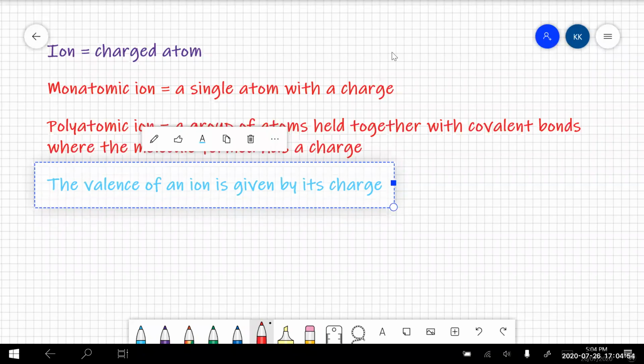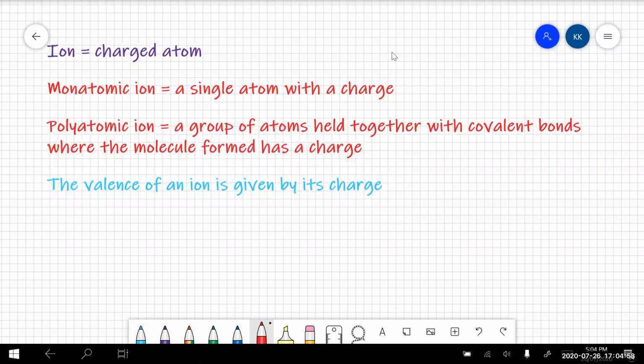Let's start by getting a few of the pieces of terminology. Let's get the vocabulary under control. So first of all, we're going to look at the word ion. Now, ion is just a word that means a charged atom. Sometimes it can be a group of atoms with a charge, but when you see the word ion, it suggests there should be a charge on the species.